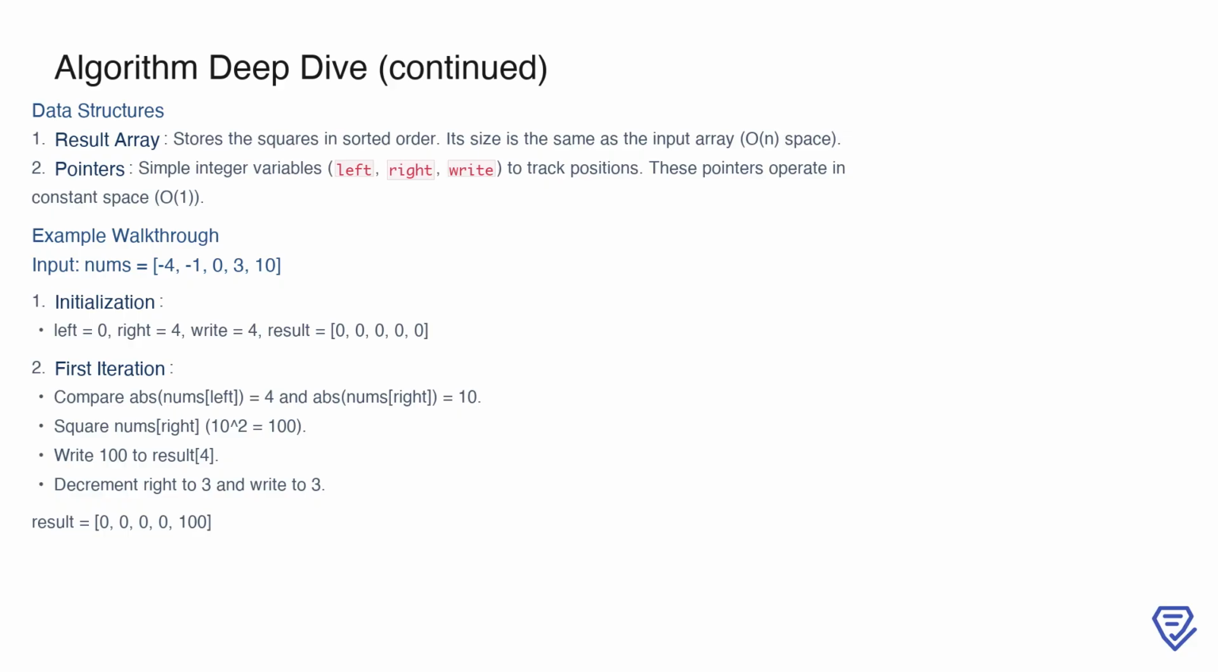For the input nums equals -4, -1, 0, 3, 10, we start by initializing left equals 0, right equals 4, write equals 4, and result equals 0, 0, 0, 0, 0. In the first iteration, we compare the absolute values of nums[left] and nums[right], which are 4 and 10. Since 10 has the greater absolute value, we square it, write 100 to result[4], decrement right to 3, and move write to 3. Now, the result array looks like 0, 0, 0, 0, 100.